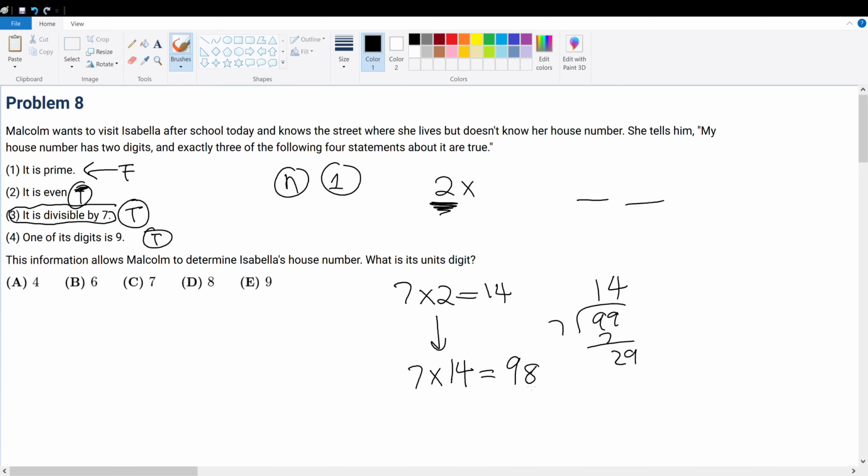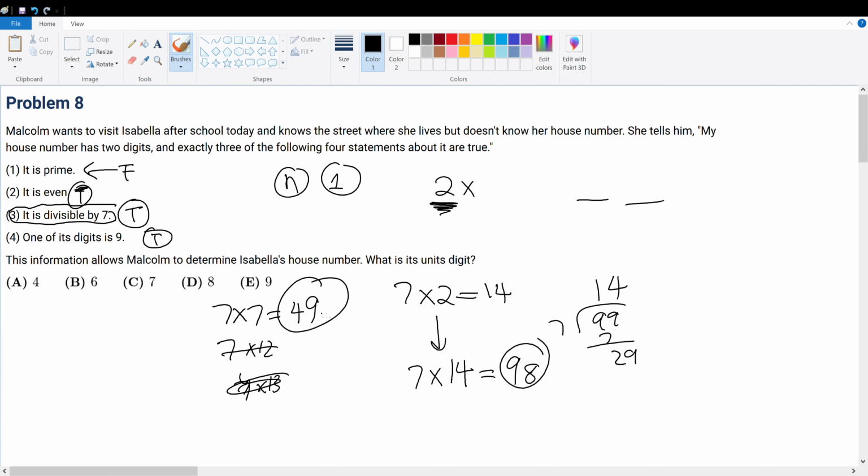So one of its digits is 9. How many of the multiples have a 9? Well, 7 times 2, 7 times 3, 7 times 4, 7 times 5, 7 times 6, 7 times 7. That's 49, the only one that comes to mind so far. 7 times 8, 7 times 9, 7 times 10, 7 times 11, 7 times 12, no. 7 times 13, no. And 7 times 14. Okay, so the only possible terms are 98 and 49.